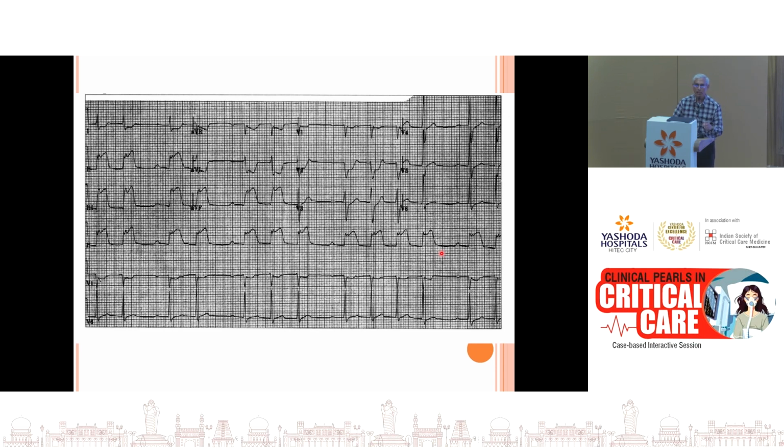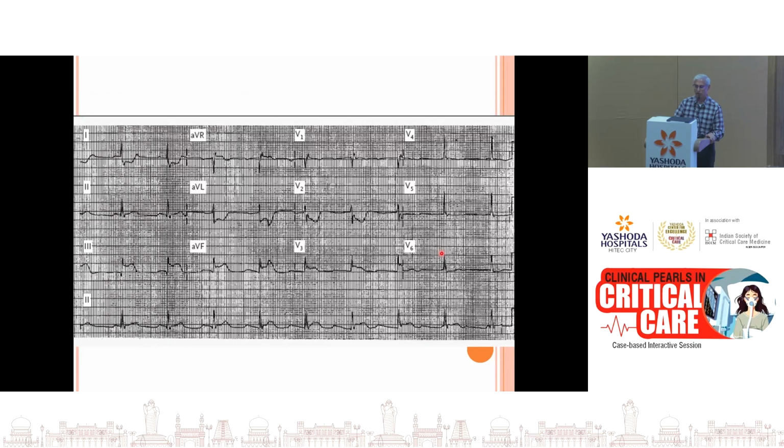So group beating is a very typical picture which indicates that there is a second degree AV block of the Wenckebach type. So whenever there is a Wenckebach type or a type 1 Mobitz second degree AV block, you get this kind of group beating, which is also a complication of inferior wall MI.